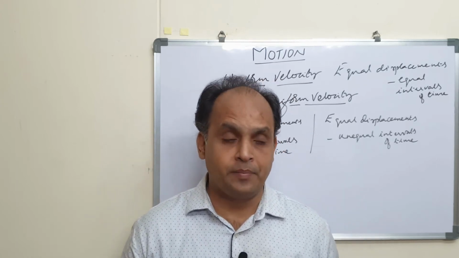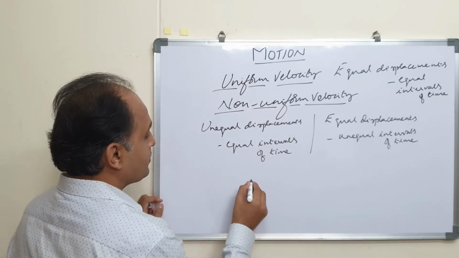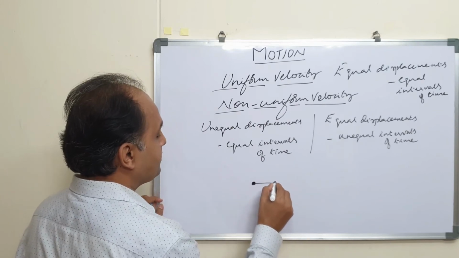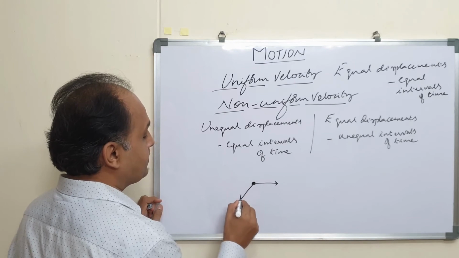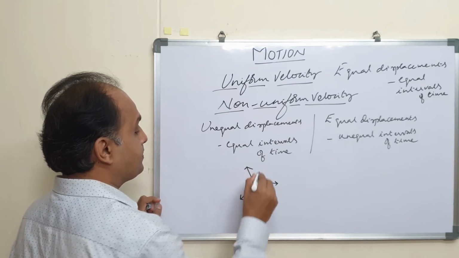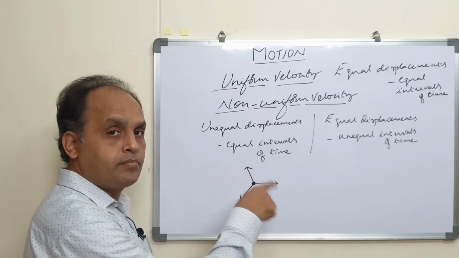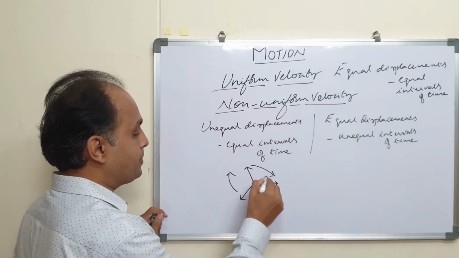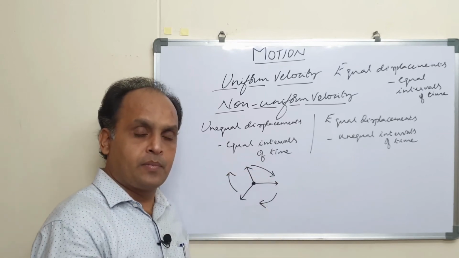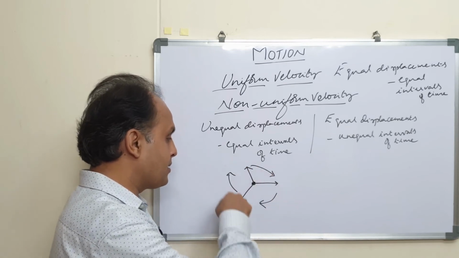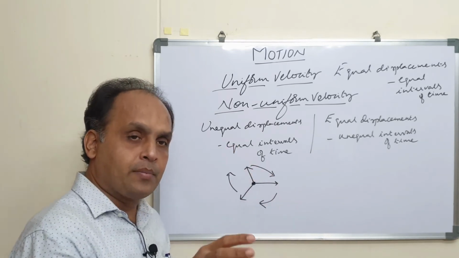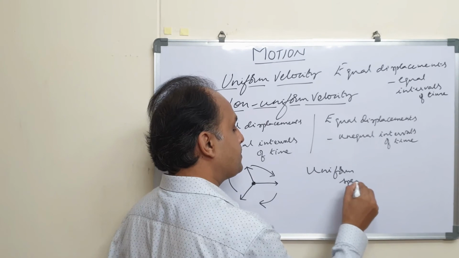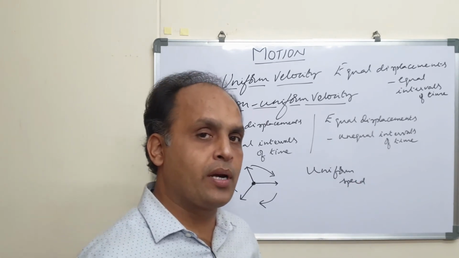Now, when the blades are moving, suppose this is the hub of the fan and you have one blade here, another blade here, and another blade here. So the blades are rotating. They go this way, and then this way. So they keep rotating. Every blade covers this distance in a particular time. So it has a uniform speed. That means they are covering equal distances in equal intervals of time.